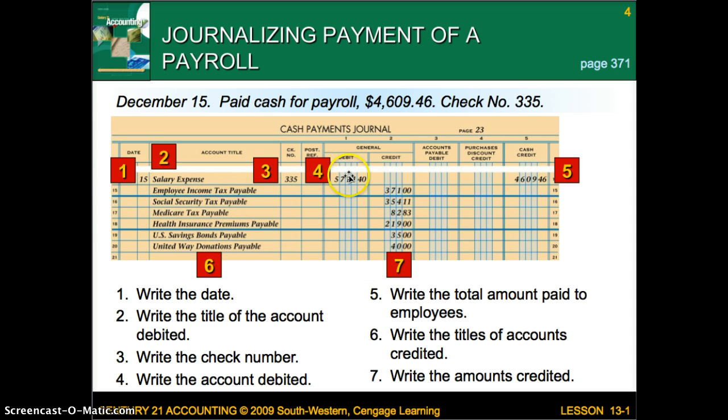So our salary expense will be debited. Everything will be credited here. The title of the accounts. Our check number will be written here. So up here it says December 15th, paid cash for payroll, 460946, check number 335. So the paid cash part will go here. We'll need to add in all of our expense accounts, or what our accounts are, add those together, and that should equal our salary expense debit.